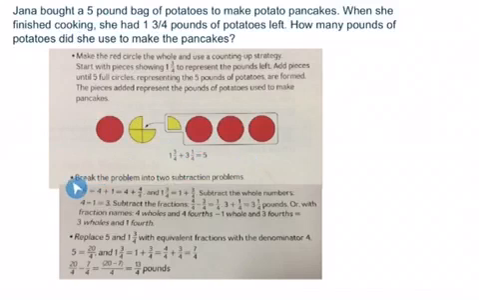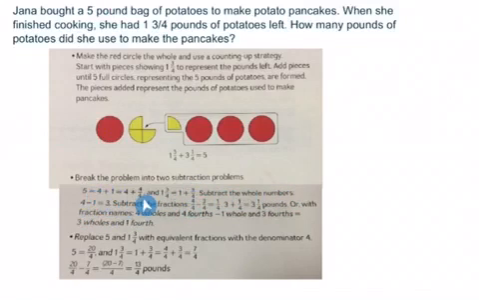I could break the problem into two subtraction problems, another strategy. So 5 equals 4 plus 1. That 1 is going to be converted into 4/4. And 1 3/4 equals 1 plus 3/4. I can subtract the whole numbers now.